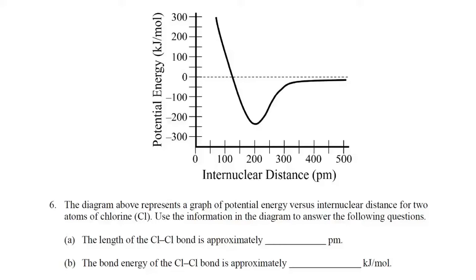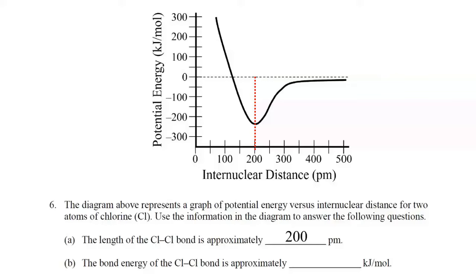So in number 6, we have a similar kind of graph, but this is not for two hydrogen atoms. This is for two chlorine atoms. Number 6 says, the diagram above represents a graph of potential energy versus internuclear distance for two atoms of chlorine. Part A, the length of the Cl-Cl bond, again, that would be on the x-axis at the position of that minimum potential energy. So looking at the graph, that would be around 200 picometers. That's the distance between the atoms.